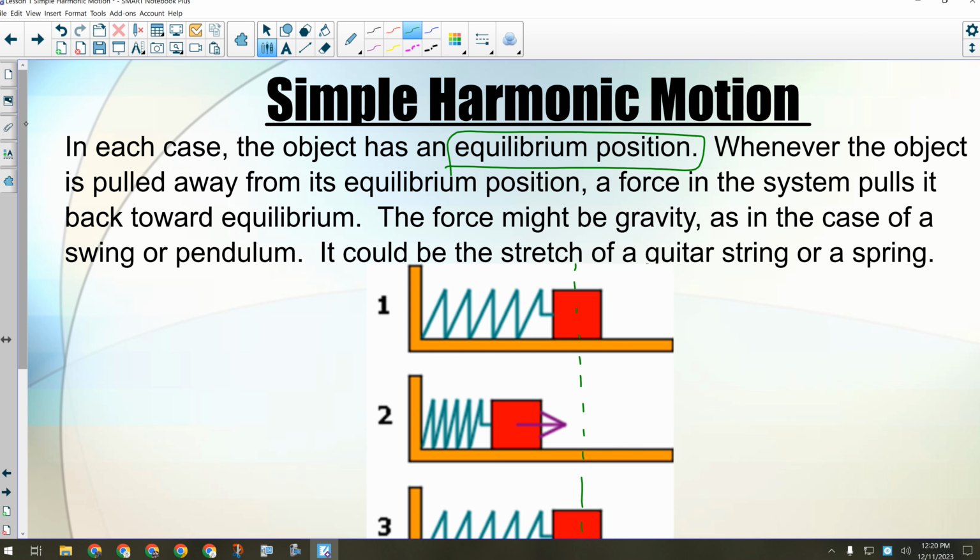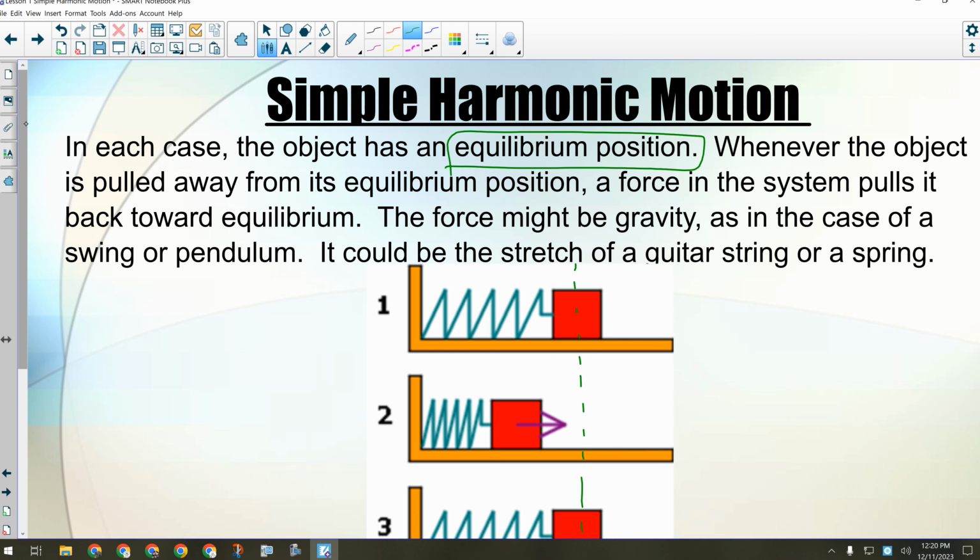Anytime you pull it away from the equilibrium position, the system will try to pull it back to equilibrium. It's trying to restore equilibrium. That's why we call it the restoring force. That force could be gravity, it could be the tension in the spring, it could be any number of things.